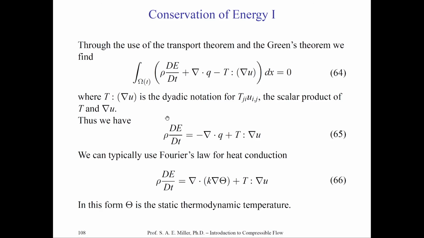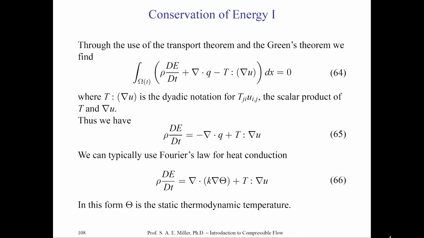Now we can compactly write 64 as 65 because, of course, everything in an integral must be 0 for this integral to be 0, or it's a balanced equation which equals 0. And since this is equal to 0, we can solve for the material derivative and put the other terms on the right-hand side. And so we have now rho times the material derivative is equal to negative nabla inner product of q plus T dyadic nabla u.